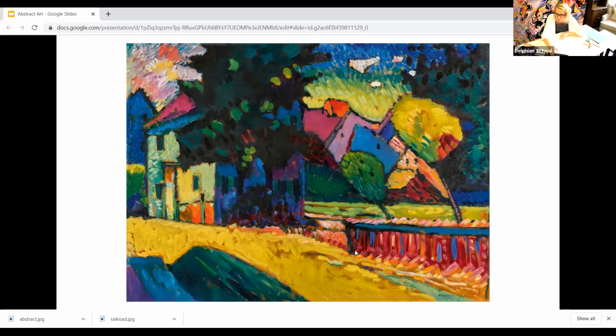And then if you look back at the mountains and the landscape in the background, there's just a lot of color there, and a lot of rectangular shapes, and he's getting very abstract with how he is painting this landscape. It's starting to depart from reality.